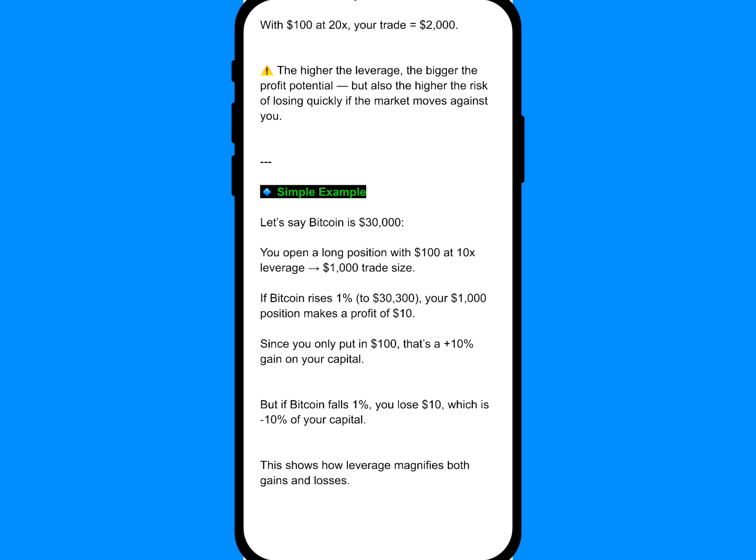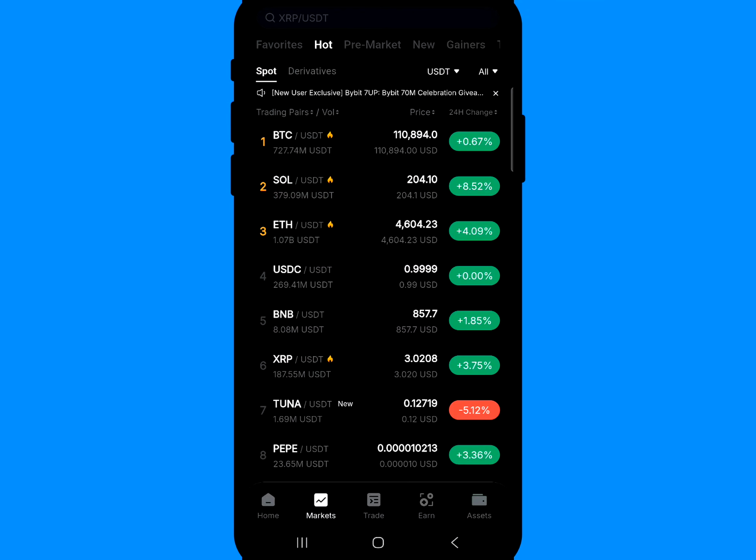So let's continue with the video right now. All right, let's go back to the video. Since you have already understood what leverage and futures trading are, you need to go and start practicalizing what we have taught. But the first thing you need to do if you want to start trading is get USDT. You can come to your asset area down below here to fund your account.